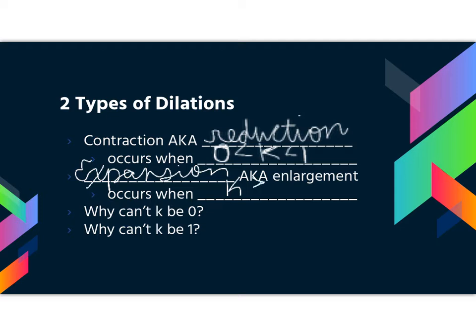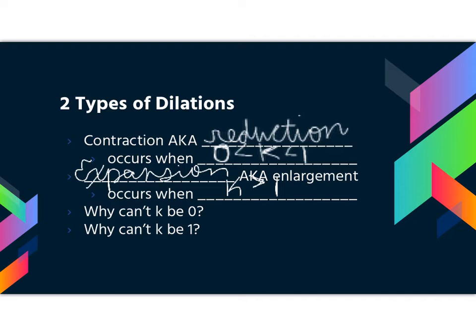So if you think about that, a contraction or a reduction means that your figure is getting smaller, and so that should make sense to you because you're multiplying by a number that's between 0 and 1. And if you want to make a figure bigger, you should multiply it by a scale factor greater than 1. So we just need to understand why k can't be 0 and why k can't be 1.